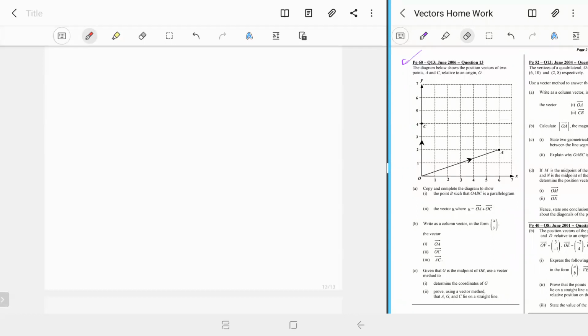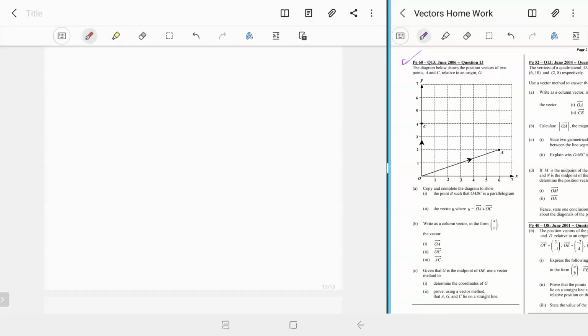They like to give parallelograms in vectors. The thing about it is that the letters O, A, B, C must go around the object in the same direction. So see here, O, A, B. B must be somewhere up here, and then C. So you're going around the object in one direction. You can't just put B anywhere. B has to be somewhere up here.